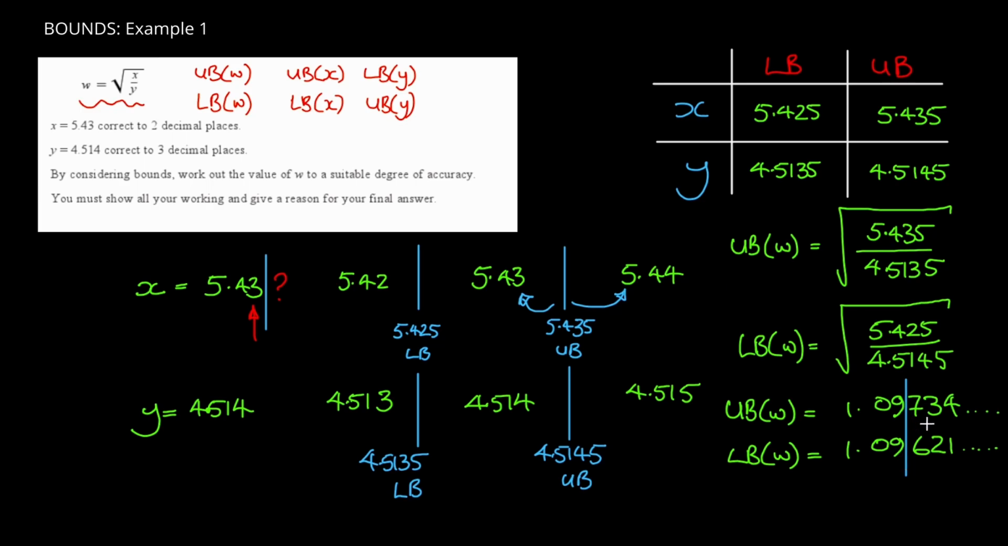And as both 734 and 621 are above 500 effectively in this case, we have to round up the 09 to 10. So w equals 1.10 correct to 2 dp. And that's your answer.